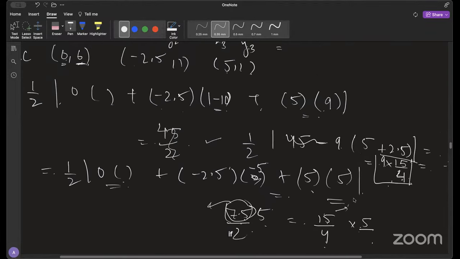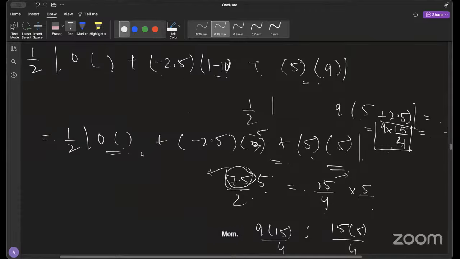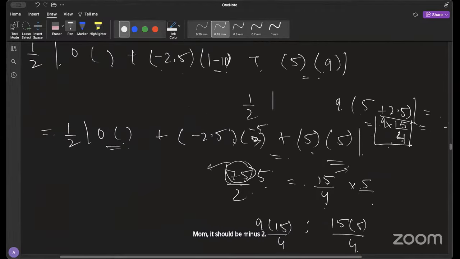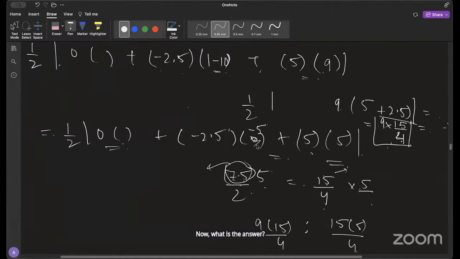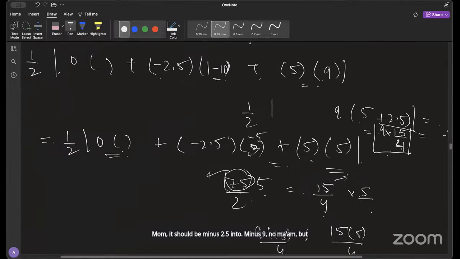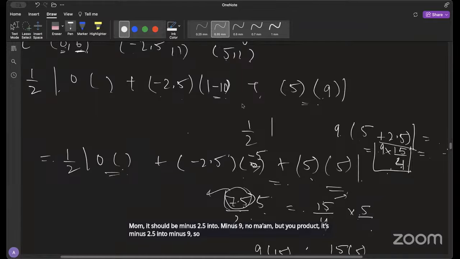If there's any mistake, it will be in the calculations only. Ma'am, the answer, if you can find it, is 9/4? No, it doesn't look like the right answer. Ma'am, the answer should be something else. What is the answer, ma'am? It's minus 2.5 into minus 9, so it's a product, so plus. So 2.5 into 9, right?